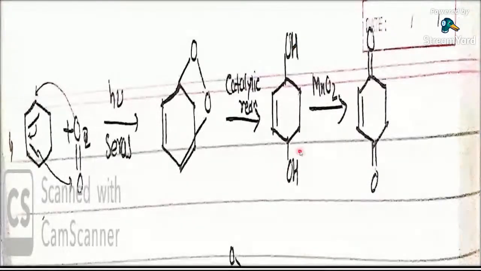Now if it is undergoing the oxidation reaction where MnO2 is being added, then at that time the oxidation will be there, as a result this structure, that is the hydroxide group, will be replaced by the keto group, as hydrogen will be abstracted because of the oxygen. So H2O might get removed there, and you will get this quinone as a product.